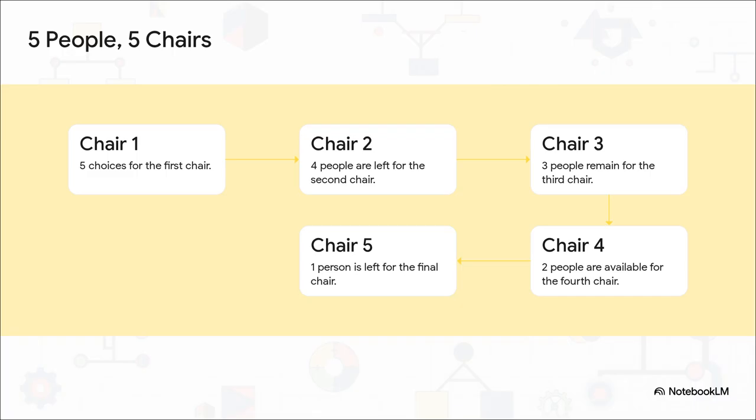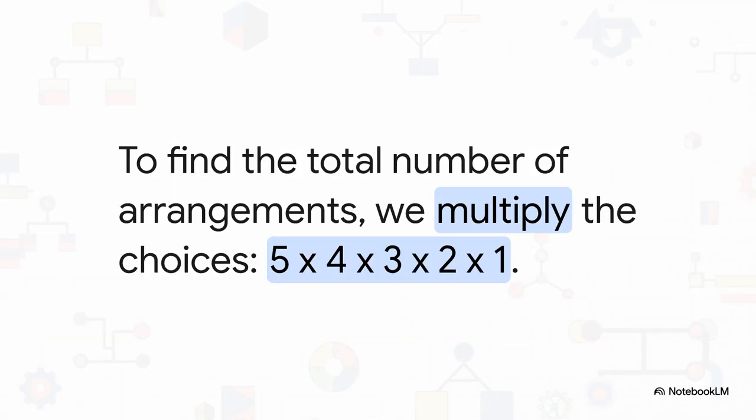Now, once that person sits down, how many people are left standing for chair number 2? 4. Makes sense. Then for the third chair, we've got 3 people to choose from. For the fourth, just 2. And for that very last chair, there's only 1 person left. It's just a logical countdown. So to find the grand total number of ways they can all sit down, all you've got to do is multiply those choices together. 5 choices for the first spot, times the 4 for the second, times 3 for the third, and all the way down.